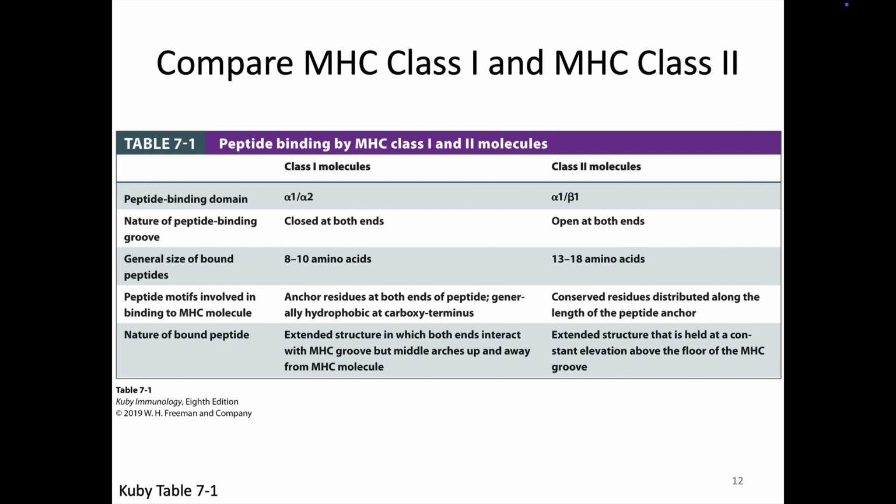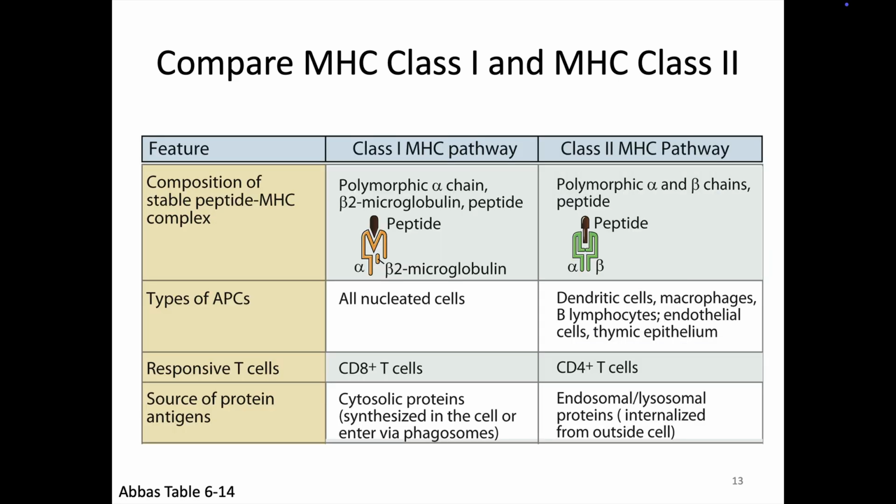So this slide and the next slide are really just comparing and contrasting class 1 and class 2. You can compare which domains of the protein make up the peptide binding cleft. For class 1, it's 2 parts of the alpha, the main heavy chain protein, alpha 1 and alpha 2. For class 2, it's something from each different chain, alpha 1 and beta 1. Class 1 is closed at both ends, class 2 is open at both ends. We see differences in the length of the peptide. You can see anchor residues being really key for class 1. And so you can see these differences.